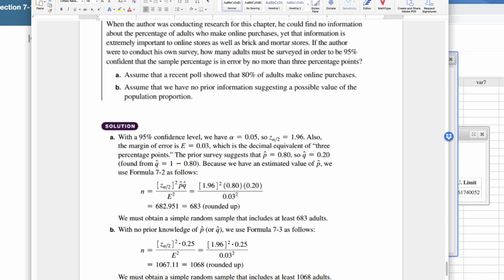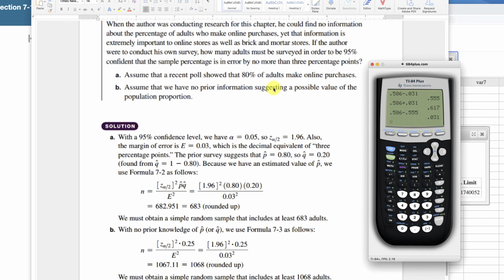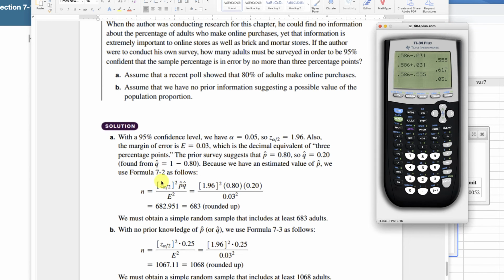And we use the calculator to kind of do that. Of course, you got to be careful entering all the information. So z sub alpha divided by 2 is that 1.96 squared times 0.80 times 0.2 divided by 0.03 squared. So 1.96 to the second power. Then I'm going to multiply that by 0.8 times 0.2. Now I'm just going to hit enter before I divide because I want all that calculated.